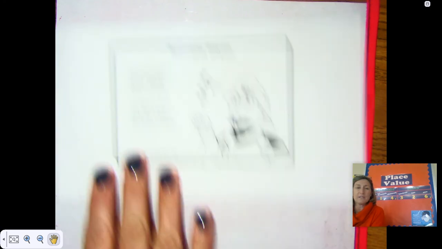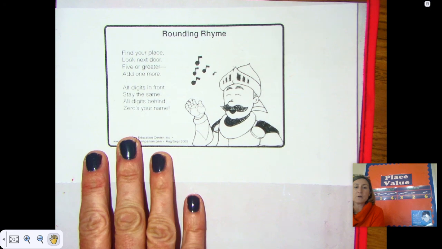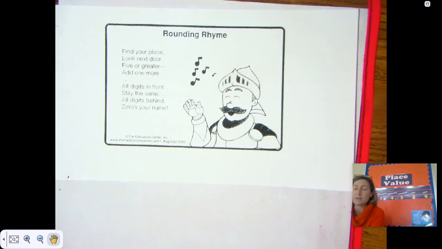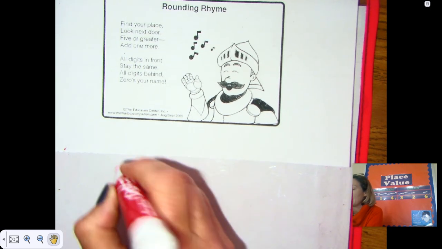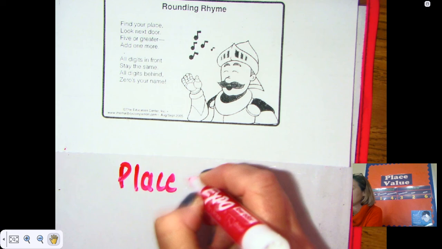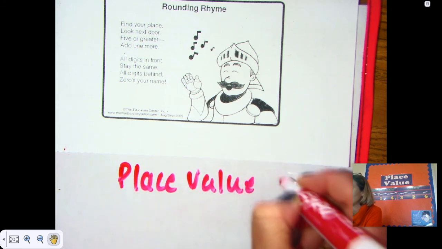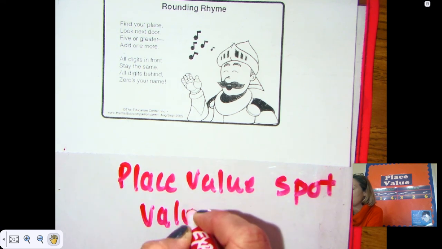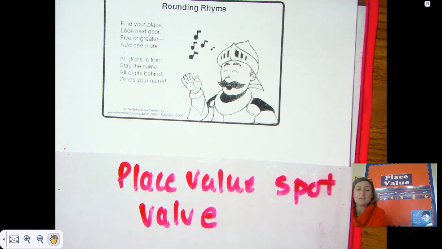Okay, so I hope that helps you to understand a little bit. Our rounding rhyme: find your place, look next door, 5 or greater, add one more. All the digits in front stay the same. All the digits behind or to the right, 0 is their name. Okay, and we also talked about place value spot on our place value chart, and also the value of a digit. Okay, I hope that helps, and we will talk to you soon.